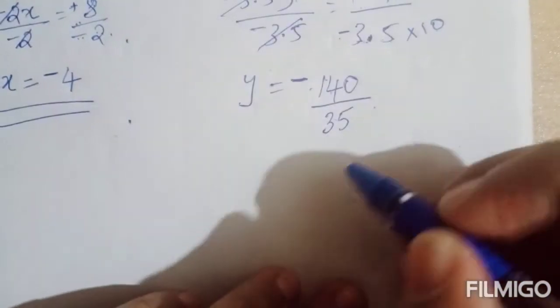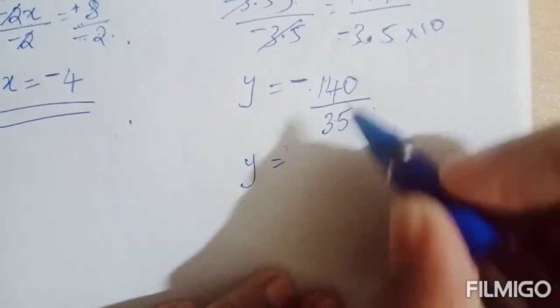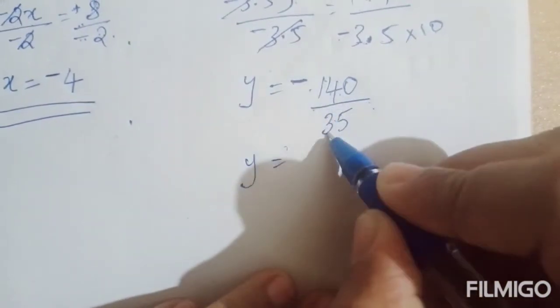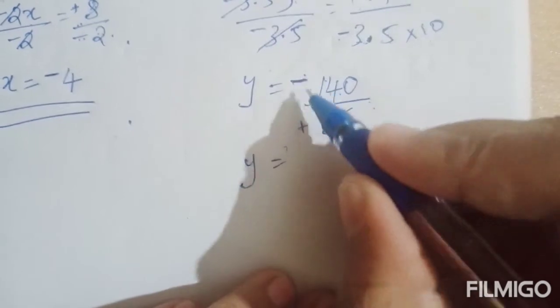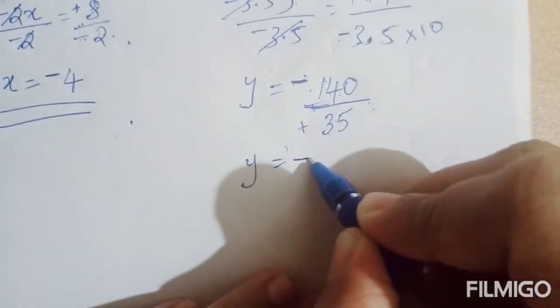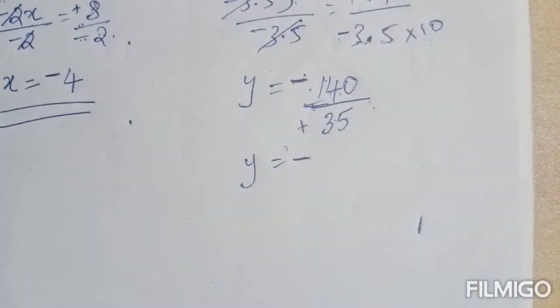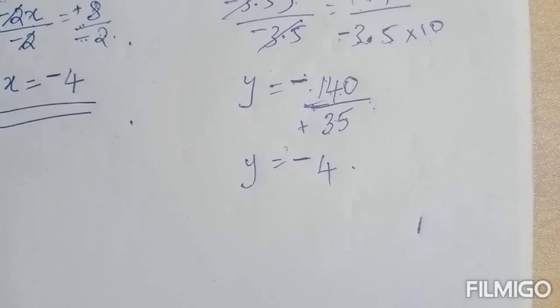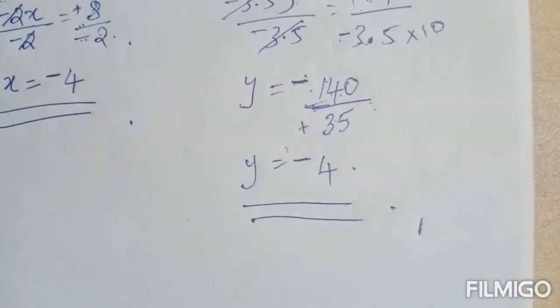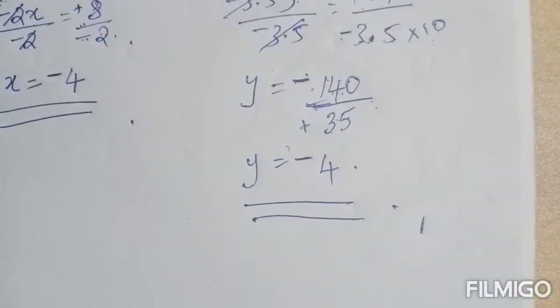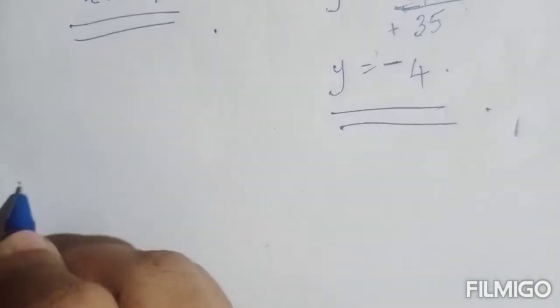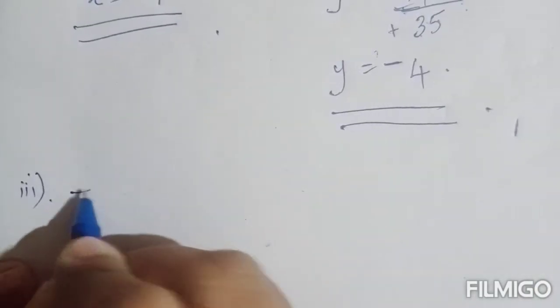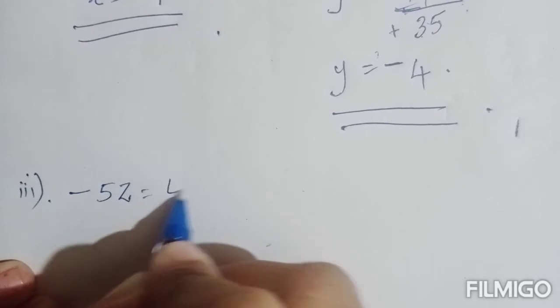Okay, again you can see here y equal to negative 140 divided by positive 35. Negative divided by positive, it is negative. 140 divided by 35. What you will get? It is 4. So y equal to minus 4 will be the answer. Okay. In that third one, minus 5z equal to 4.